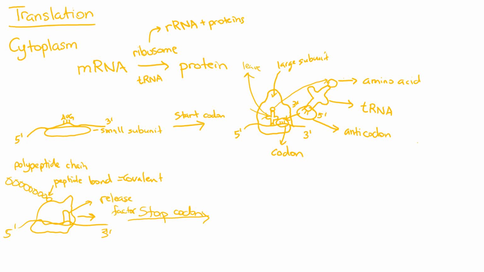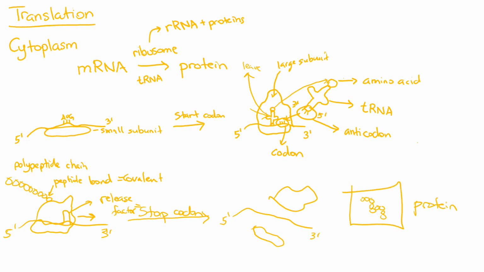So what happens with that? Boom, right here, y'all. Everything disassembles. We have the small subunit, we have the mRNA, we have the large subunit, and definitely the polypeptide chain folded up to become the desired protein. So that is, again, gene expression, where we take DNA and we make proteins to express our traits.